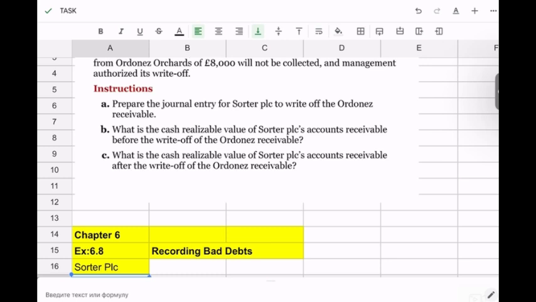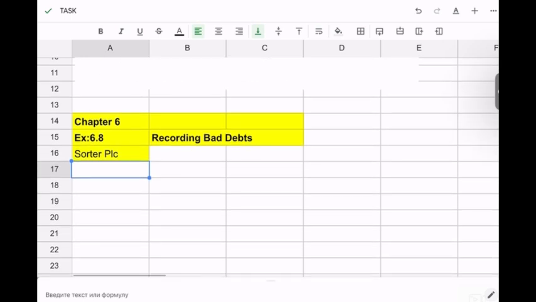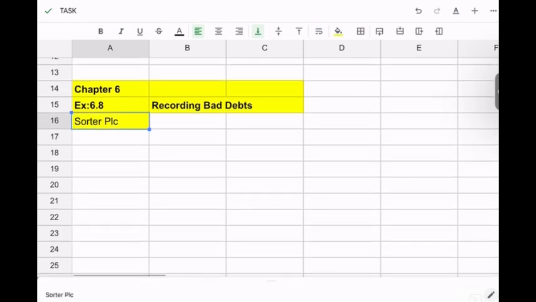Then on January 16, 2026, the company determined that its receivable from Ordnance Orchards worth 80,000 would not be collected. So the company decided to write this sum off. The point is to do these requirements. I will prepare the journal entry for the write-off and calculate the cash realizable value before and after the write-off. So let's do this. Here I have the company name.